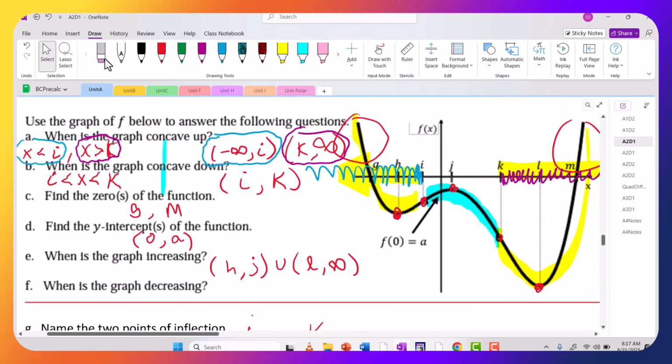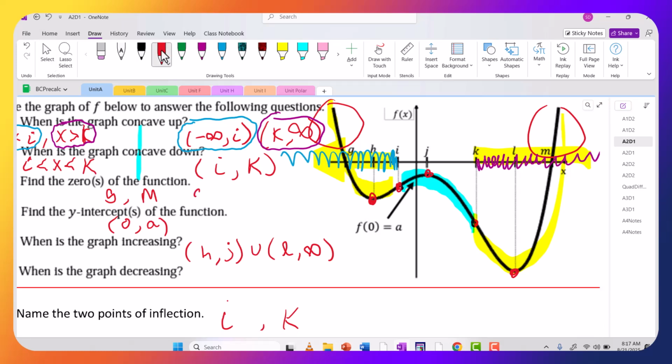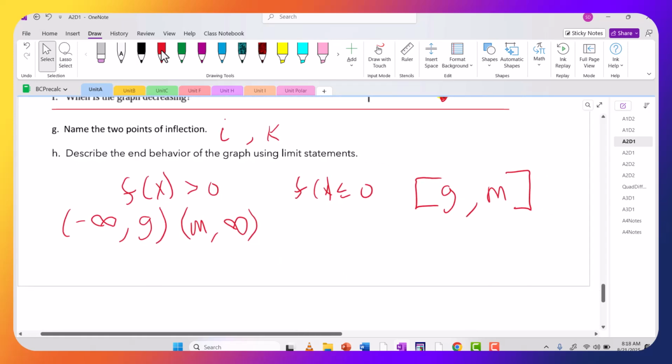Zeros, come on. That's where it crosses the x-axis. That's G and M. Or what I like to say sometimes is that's G comma 0 and M comma 0. And then the y-intercept of the function is 0 comma A, because that output is A when I throw 0 in for x. That's function notation. I already showed you points of inflection.